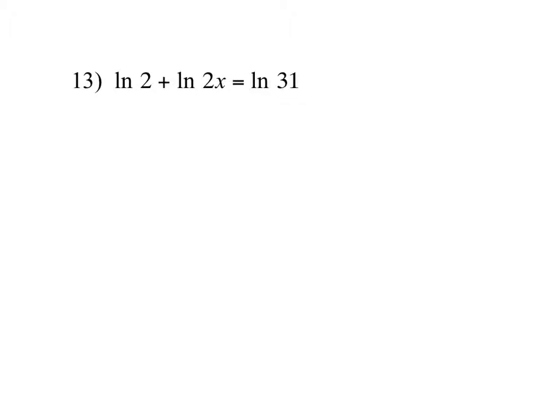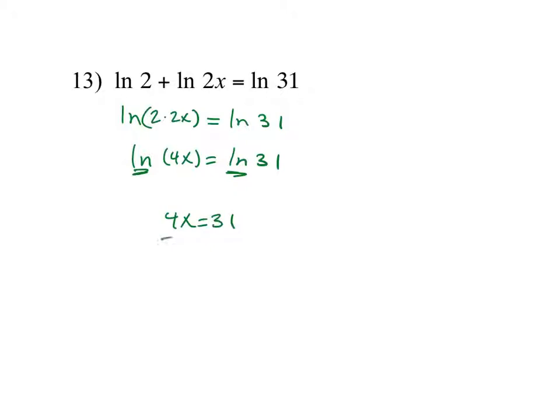Again, I'm going to combine. So natural logarithm of 2 times 2x equals natural logarithm of 31. So the natural logarithm of 4x equals natural logarithm of 31. Now, because I have those two right there, that means that 4x equals 31. Just divide by 4. So 7.75.